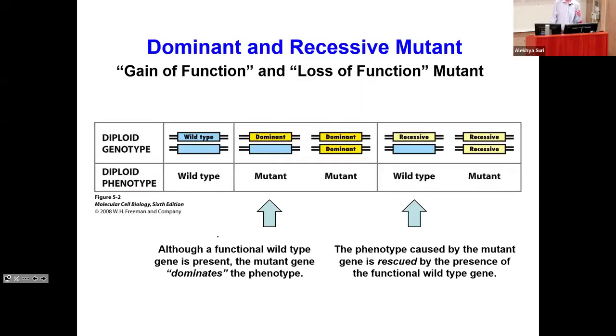Next one would be, so this was genotype, phenotype. Next, what words would be dominant and recessive mutations.